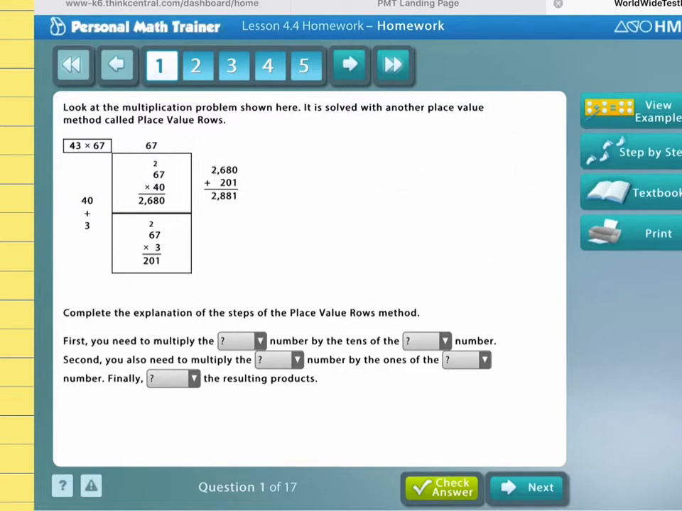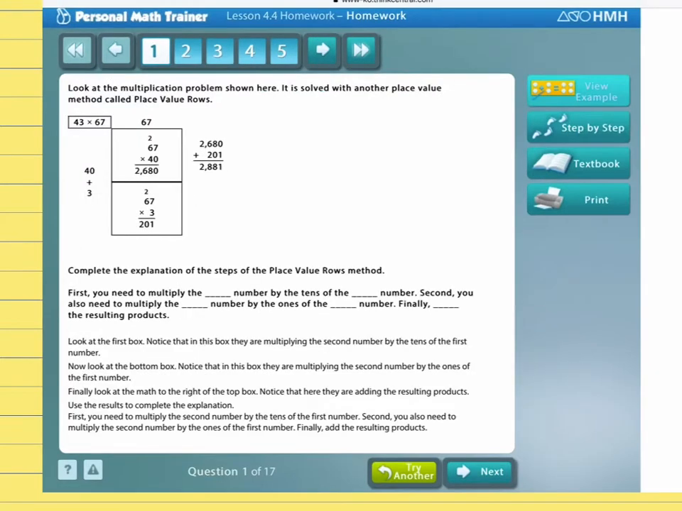So they're asking us to complete this explanation. First, you need to multiply the blank number by the tens of the blank number. Second, you need to multiply the blank number by the ones of the blank number. Finally, blank the resulting product. So instead of doing this, I decided just to do the view example. So on the view example, here is the answer.